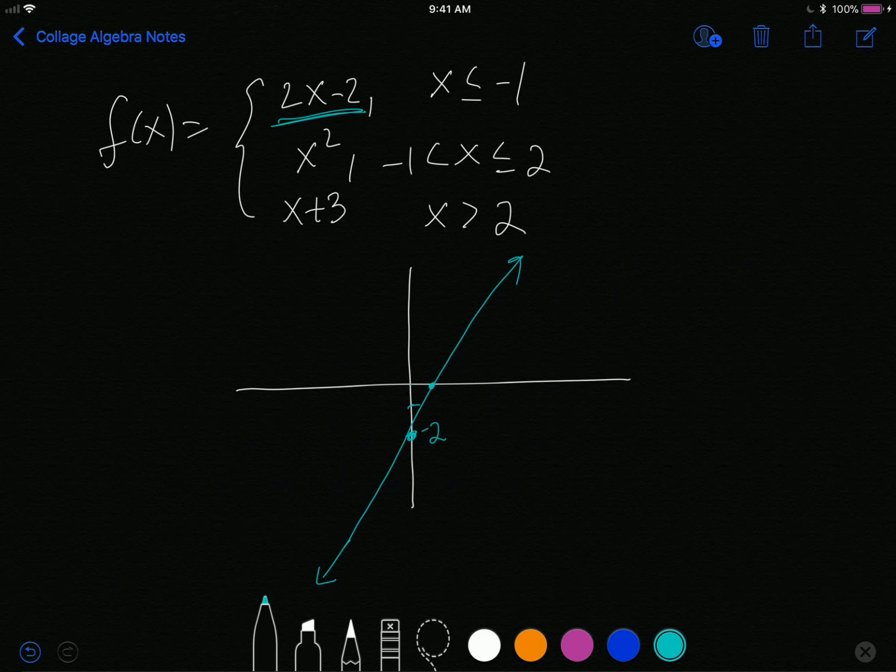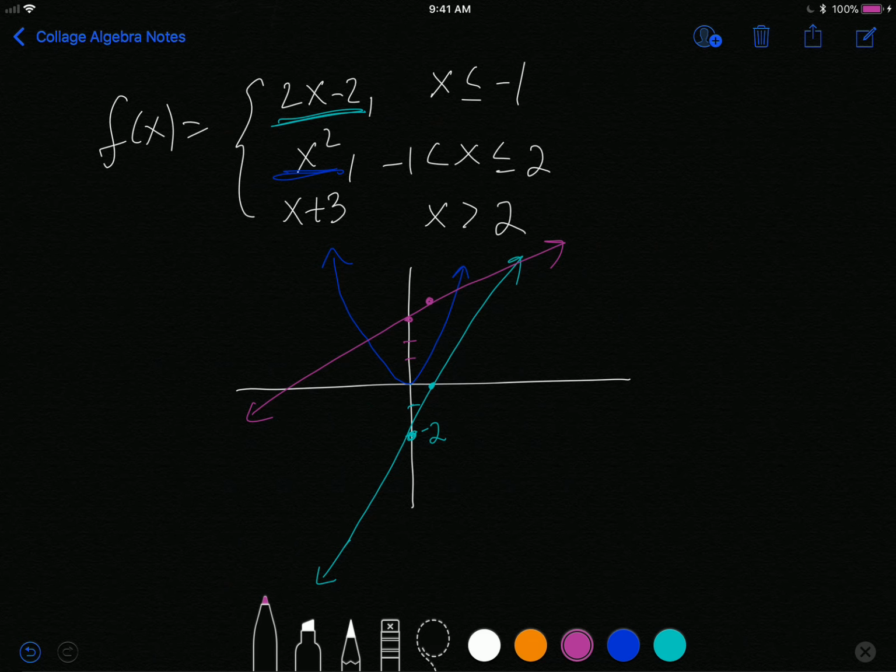The next graph right here is the x squared graph. That's a parabola, which we saw in the previous section. And your parabola looks like this. Curve right here. So that's your parabola. And then your last graph, your x plus 3 right here, has a y-intercept of 3, 1, 2, 3, and a slope of 1, so you go up 1 over 1. And that gives us our third graph right here.